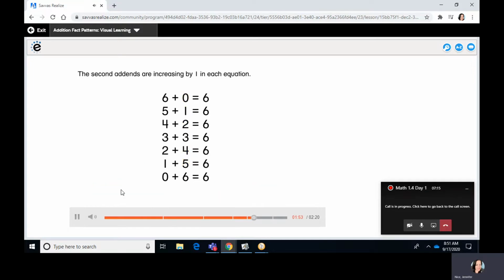The second addends are increasing by 1 in each equation. If you decrease one addend by 1 and increase the other addend by 1, the sum remains the same.